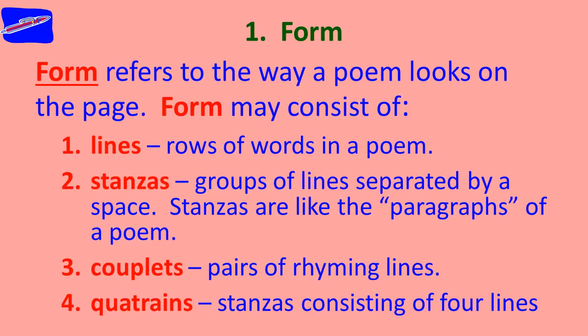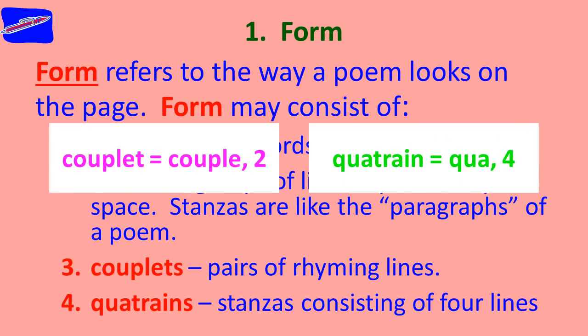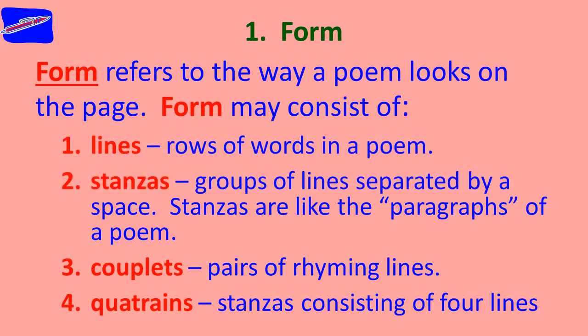The best way to look at these two terms is by examining the word parts contained in both. The word couplet comes from the word couple, meaning two. And the word quatrain comes from the root word quad or qua, which means four, as in the word quarter. Therefore, couplets have two lines, and quatrains contain four lines. Now that we know what form is, let's take a look at some poems and examine their forms.